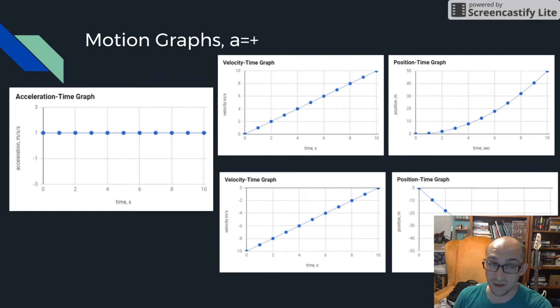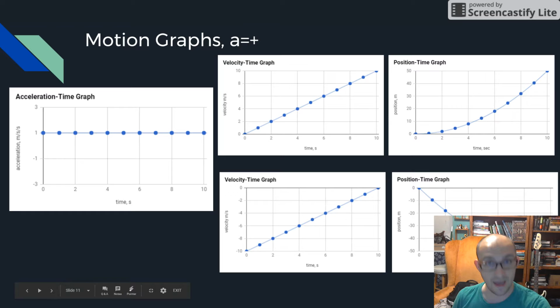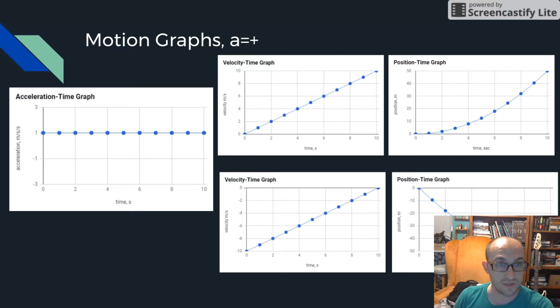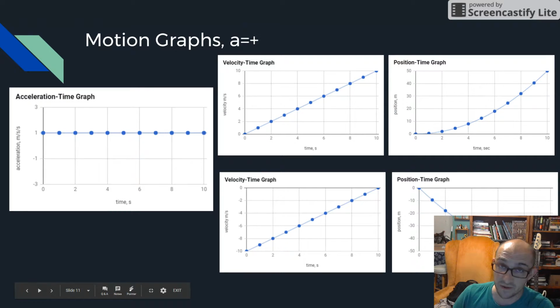When the acceleration is positive, the velocity time graph is going to look like this. Again, it doesn't matter where the velocity starts. Here it starts at 0. Here it starts at -10. It's going to look like that, where the slope of this line is going to be equal to the acceleration. In this case, the acceleration is 1. That means the velocity goes plus 1 every second. And down here, starting at -10, it also goes plus 1 every second.